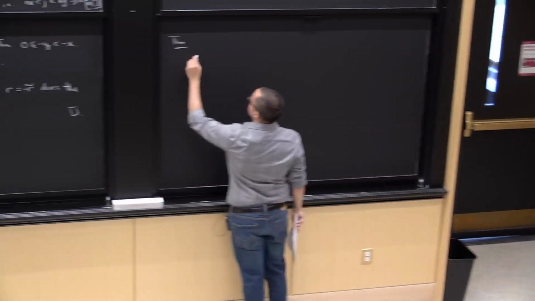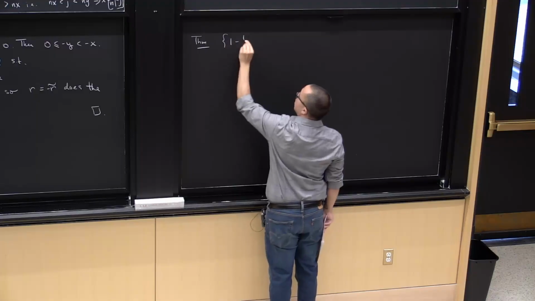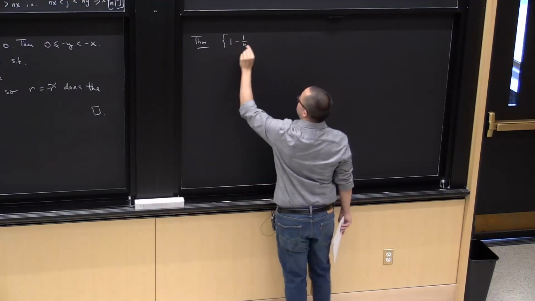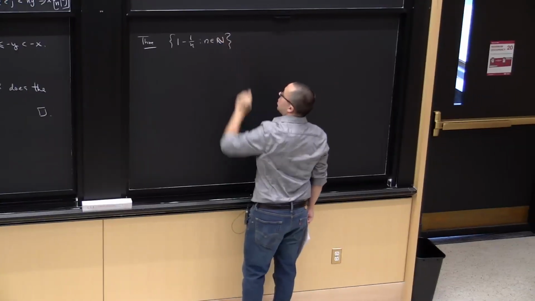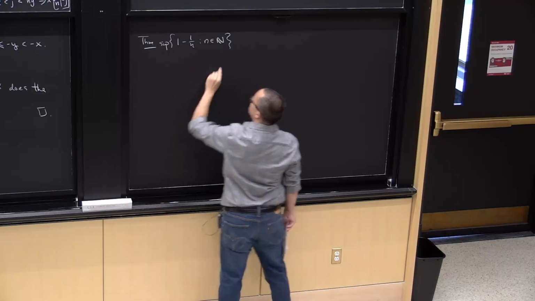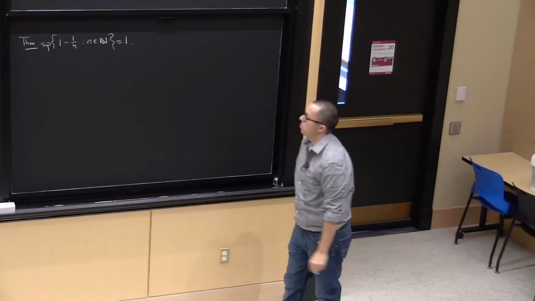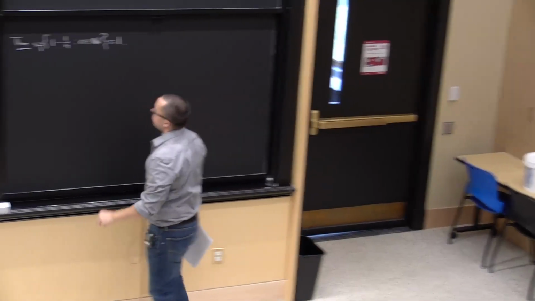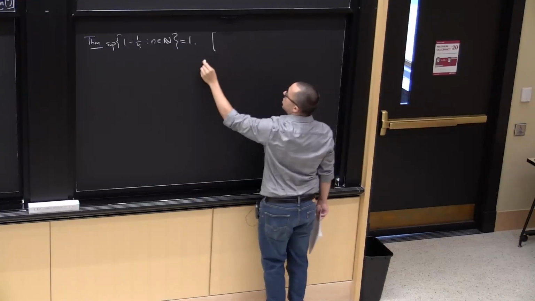Okay, so this is, I guess you could call it a theorem. It's not a very spectacular theorem, but if I look at the set 1 minus 1 over n, n a natural number, and I take its sup, this is equal to 1. Okay? So this shouldn't surprise you too much, because what is this set?